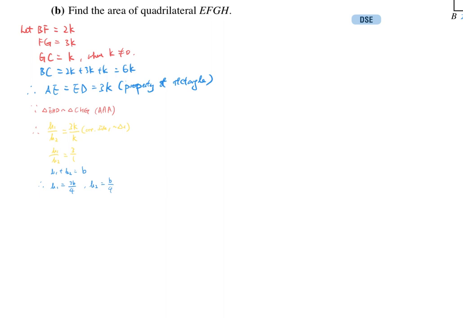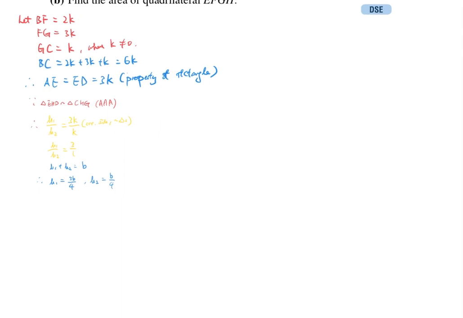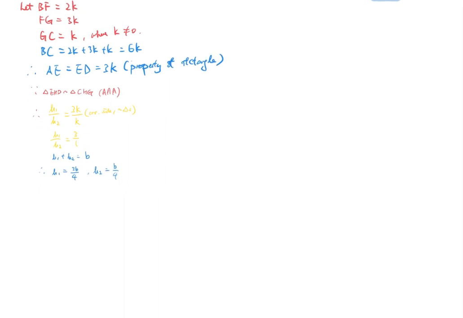Okay, now we're back to the solution. So to this part, we can know that the area of triangle CHG is actually equal to 1/2 times the base K times the height B over 4. So it is 1/8 times KB.